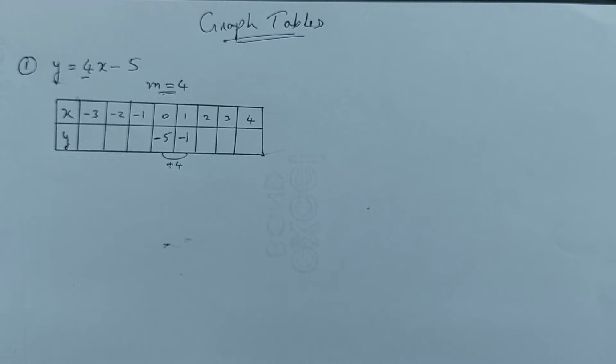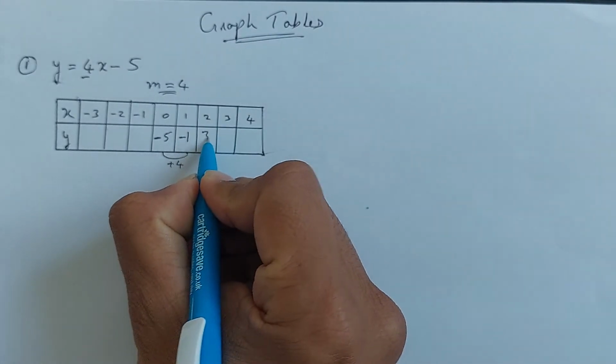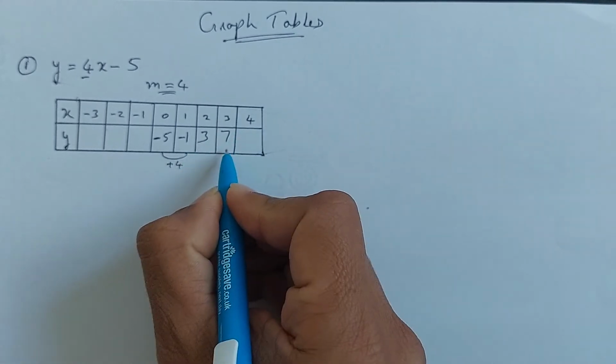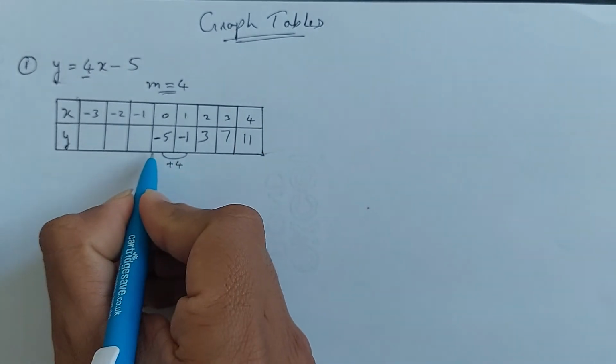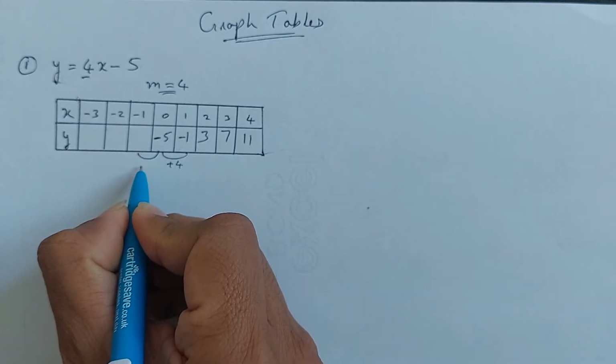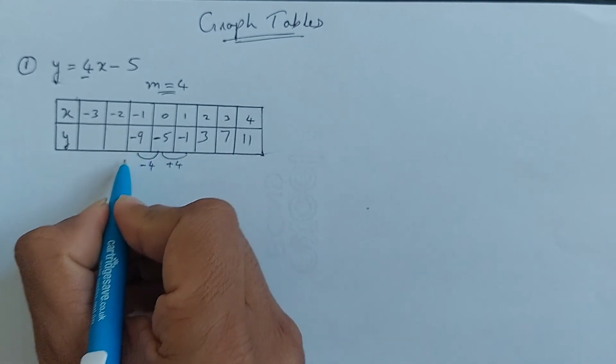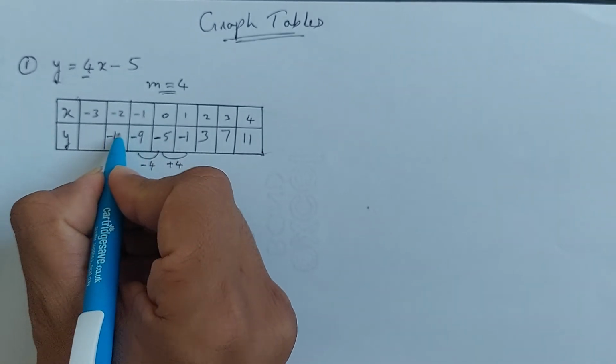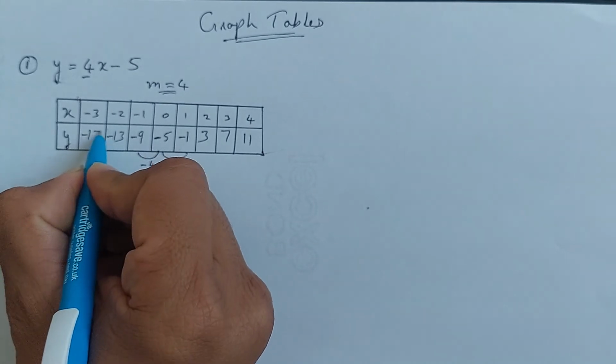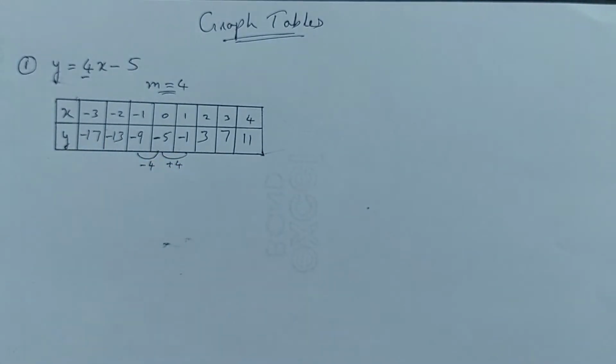And then plus 4 again, you add again: 3, then 7, and that's 11. And if you go the other side, the negative side, you minus the gradient. So it's going to be -9, -13, and -17. That's it. You get all the y coordinates, and I'm sure everyone knows how to put them on the graph, so I'm not going through that.